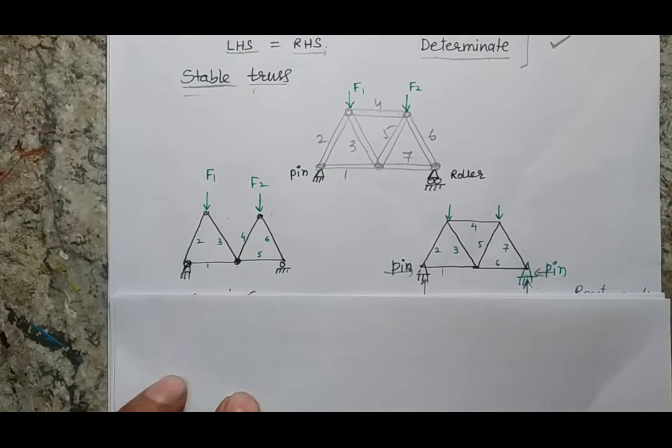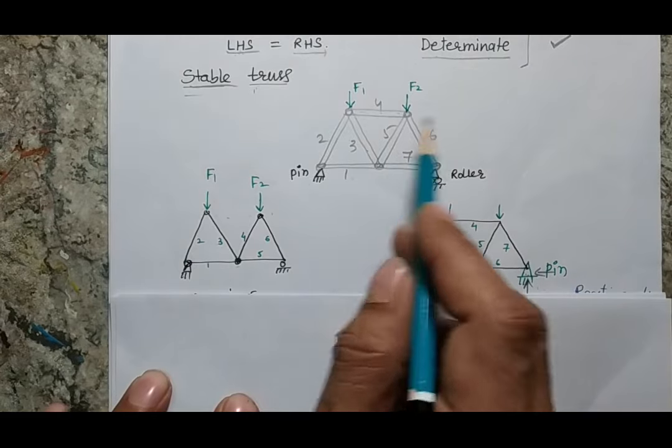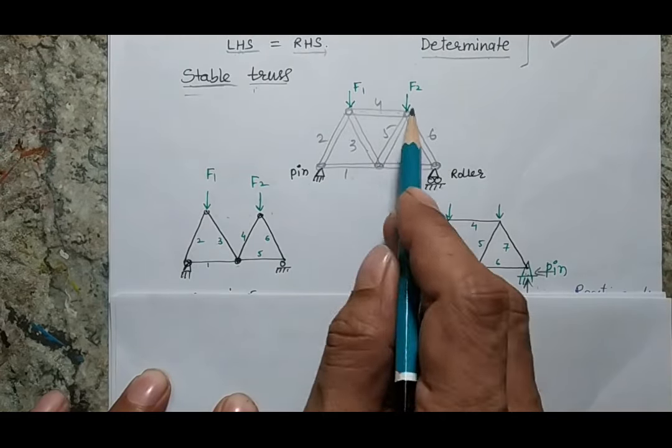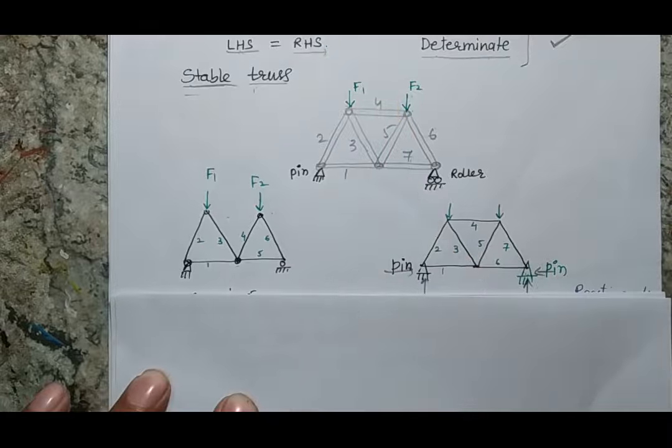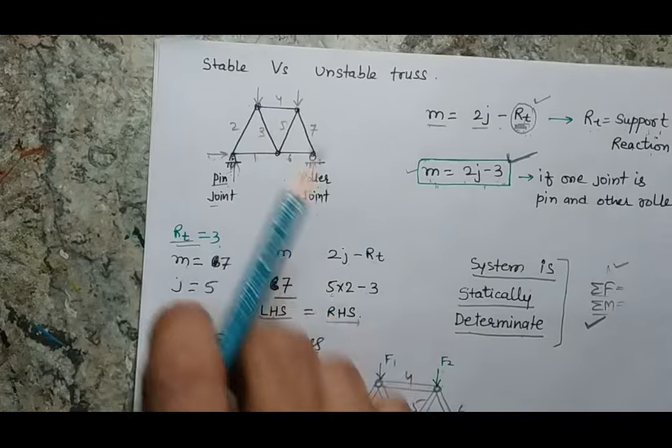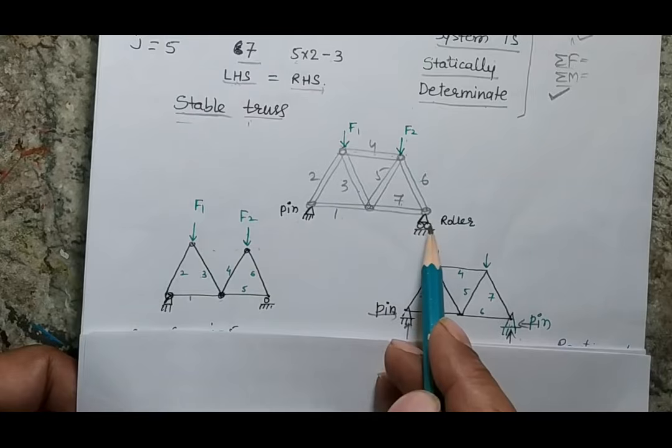You can see here this is my original truss with 7 members and 5 joints. I am applying two forces here. In this case, this is a stable structure because two joints are a pin joint and a roller joint.